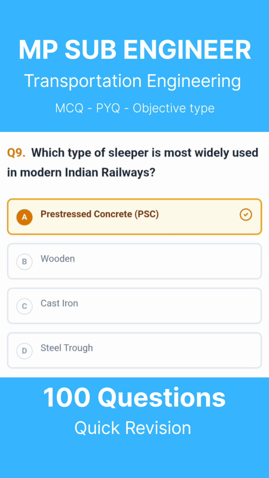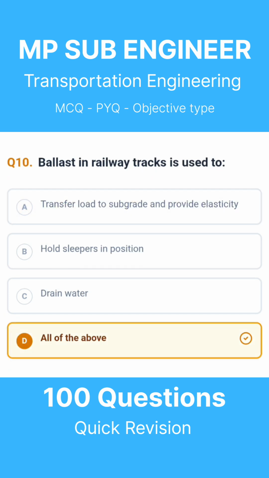Question 9. Which type of sleeper is most widely used in modern Indian railways? The correct answer is pre-stressed concrete (PSC). Question 10. Ballast in railway tracks is used to. The correct answer is all of the above.